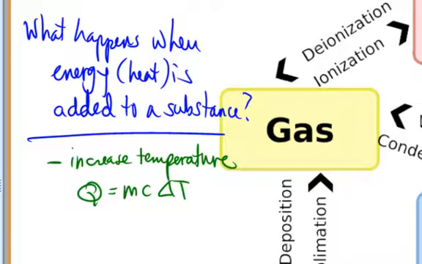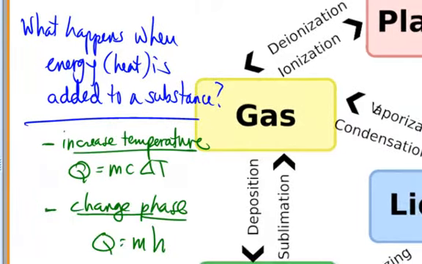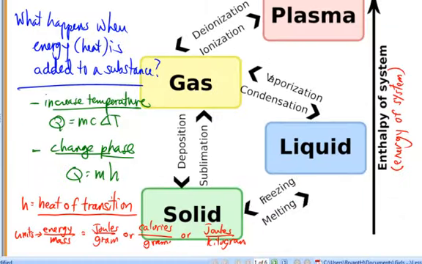What we want to focus on in this lesson is when I add heat to a system, it's possible for me to change the phase of the system. The equation we're going to use for that is Q is equal to m times H, where H is going to represent the heat of transition. The heat of transition could be the heat of freezing, or the heat of melting, or the heat of vaporization, or the heat of condensation, or the heat of deposition, or the heat of sublimation.